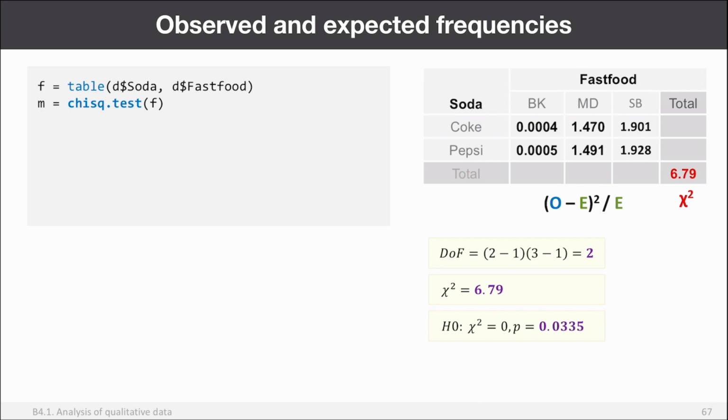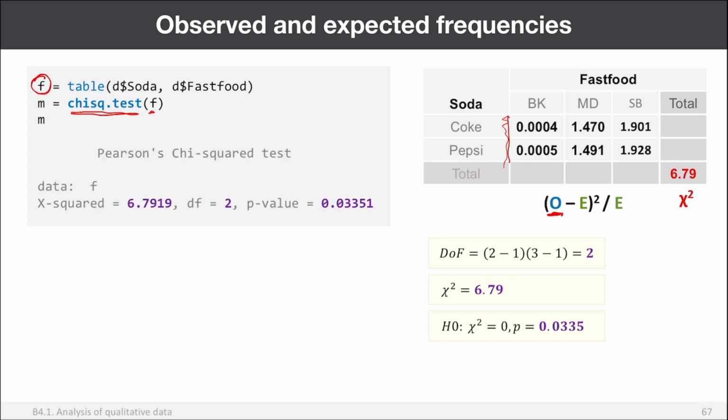R has a function that does all these tests for us. So this is the function. You can see chisq.test, right? And then you can see you need to provide not the original values, but the frequency table already. So you need to compute these observed frequencies, the O, and then provide these observed frequencies to this function. And this is the result. You can see this is chi-squared, 6.8 or 6.79, exactly what we got with manual calculations. Degrees of freedom is the same. And this is the p-value, it's all the same. So you can see our calculations made manually were quite correct.